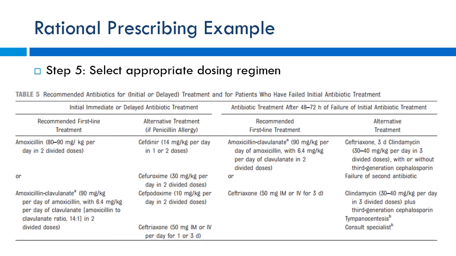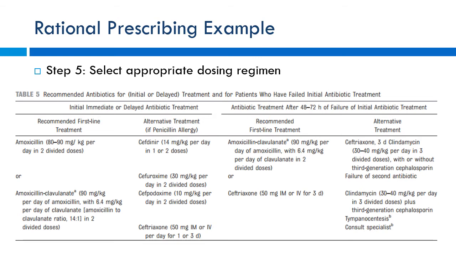So next we're going to decide the appropriate dosage regimen. Here's a little screen grab from one of the guidelines for acute otitis media from the American Academy of Pediatrics. They have these nice tables that give you all the information you need right there. It says recommended first-line treatment, amoxicillin, 80 to 90 mg per kilo per day in 2 divided doses. And then, okay, well, the patient's allergic. What could I use instead?